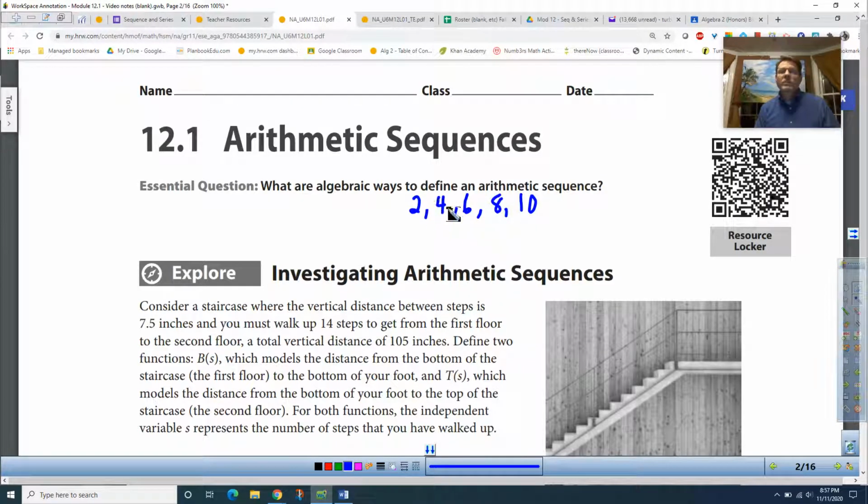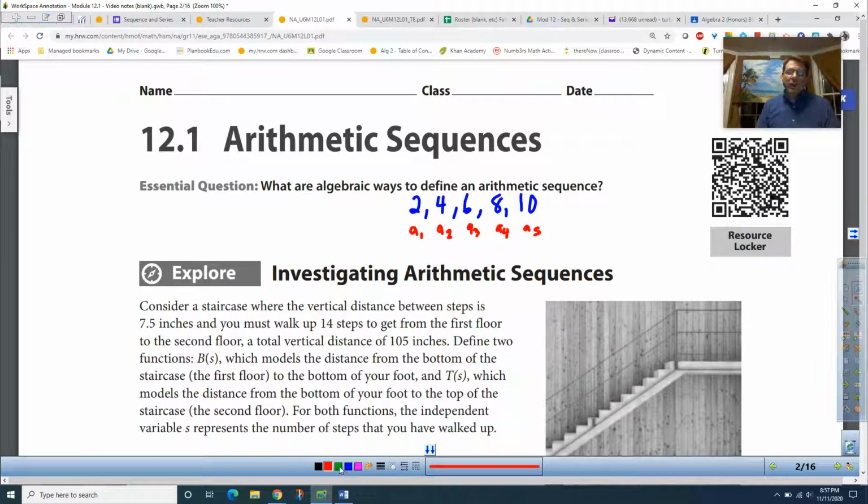Now, if I put pluses or minuses, depending on the situation, between those, it becomes a series. But this is an arithmetic sequence, and we reviewed some notations. Previously we'd say, since this is the first thing in the list, we're going to call that a sub 1. And then 4 would be the second thing, so that'd be a sub 2, and then a sub 3, a sub 4, and a sub 5. And that's one way we could write that.